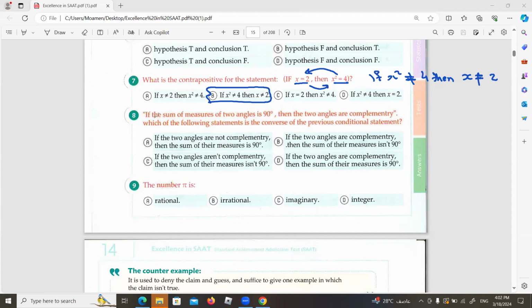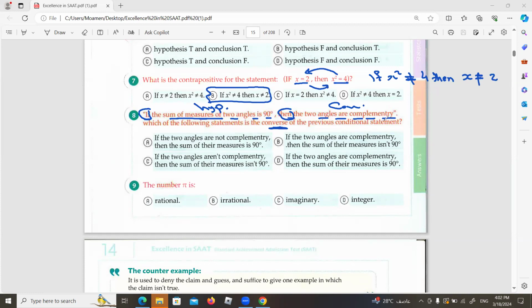Number 8. He gave me a statement: if the sum of the measures of the two angles is 90, then the two angles are complementary. So I have here if and here then. This is our hypothesis and this is our conclusion. Which of the following statements is the converse of the previous conditional?